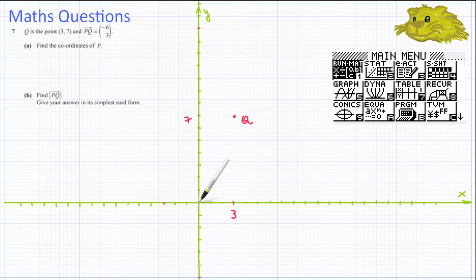So, let's represent this vector as if it was coming from the origin. It would go -6 units on the x-axis and 3 units on the y-axis. Therefore, -6, and 3 positive. So this would be our vector.